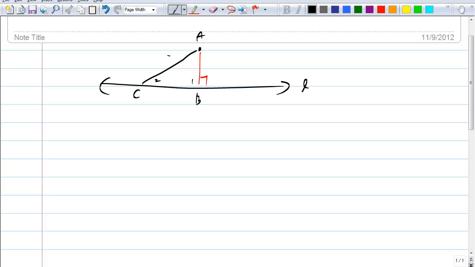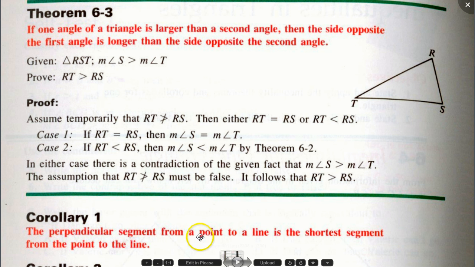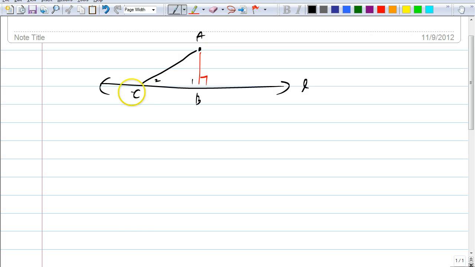Yes, sir. Question. You know how CB, can't you make it shorter than AB? Yes. But does that matter? Are we talking about CB at all? Are we comparing the distance from CB to AB, or are we comparing the distance of AC to AB? Right, Jason? Look at what we said here. The perpendicular segment from a point to a line is the shortest segment from the point to this line, right? Is CB a segment from this point A to the line L? No. Does that make sense?